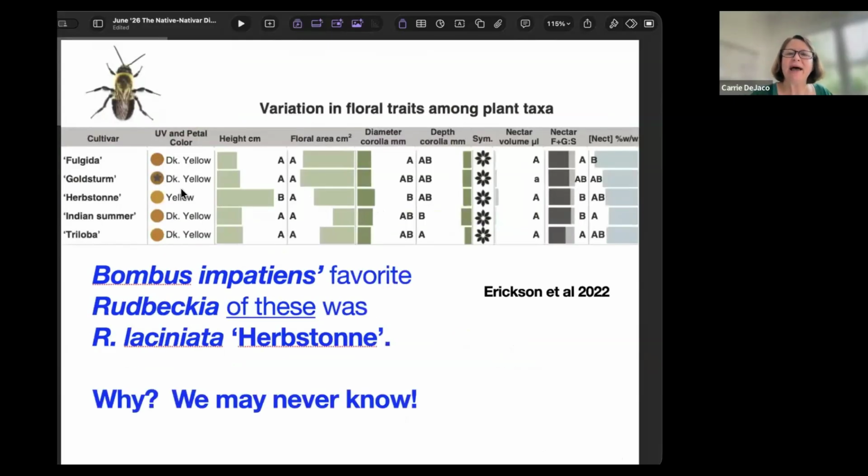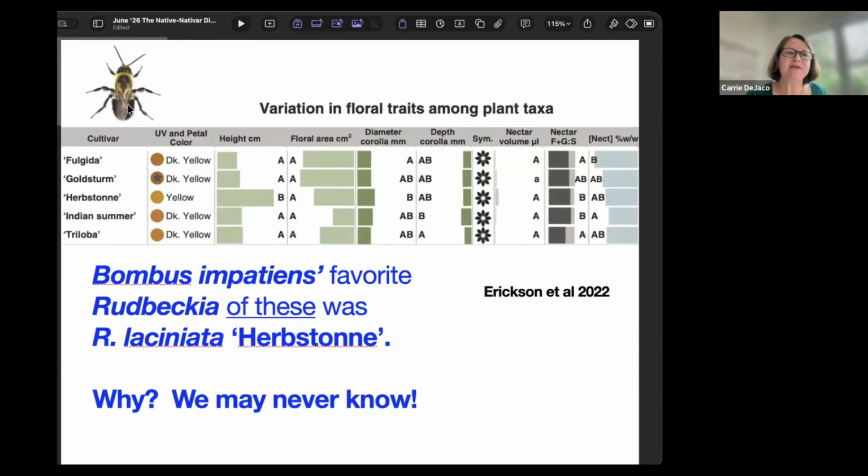The things that we have been able to collect data on are things like what color are the petals? How tall are the plants? How large are the flowers? How wide are the flowers? How deep is the corolla of that flower? We have frequently measured things like the nectar volume, and that might be the same across all of these different kinds of plants. But what about the fructose to the glucose to the sucrose proportions? Those look like they're different for these 5 plants.